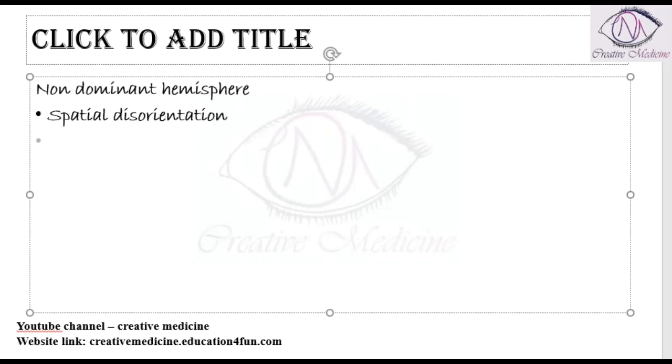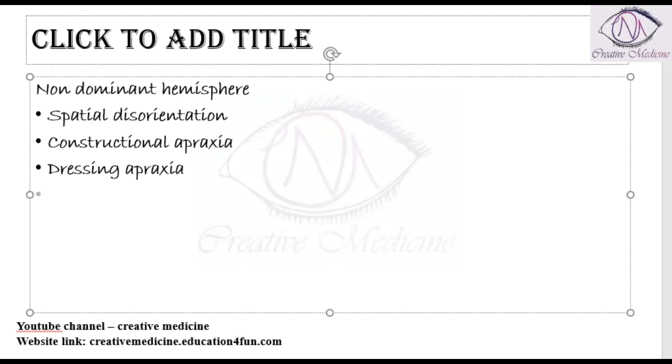He is not oriented, and there will be constructional apraxia, where the patient is not able to follow simple instructions given by us. Then there can be dressing apraxia, where the patient cannot dress himself. Like first he has to wear his innerwear, and then the shirt and pant. So it is difficult for him to follow these rules.